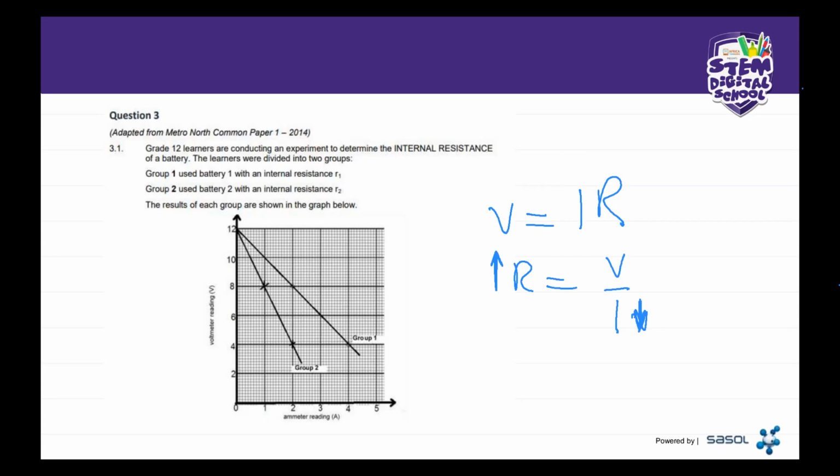But if you check these two, which one has the lowest current? Group 2 has the lowest current. Why does it have the lowest current? Because the resistance there is increased. Okay, I hope it makes sense to you guys. They both start at the same point. But if you check, group 1 has a higher ammeter reading than group 2, meaning that group 2 has a higher resistance. That's why it's much lower than the one on group 1.